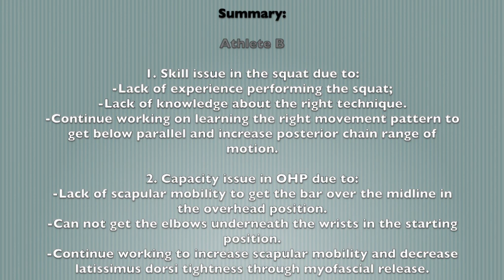The athlete had a capacity issue with the overhead press as she lacks the adequate scapular mobility to get the bar over the midline of her body in the overhead position. In the starting position, she is also unable to get her elbows underneath her wrists before initiating the movement, as can be seen with the anterior bar path. The aim is to use unilateral dumbbell exercises when pressing overhead and continue working to increase scapular mobility and decrease latissimus dorsi tightness.